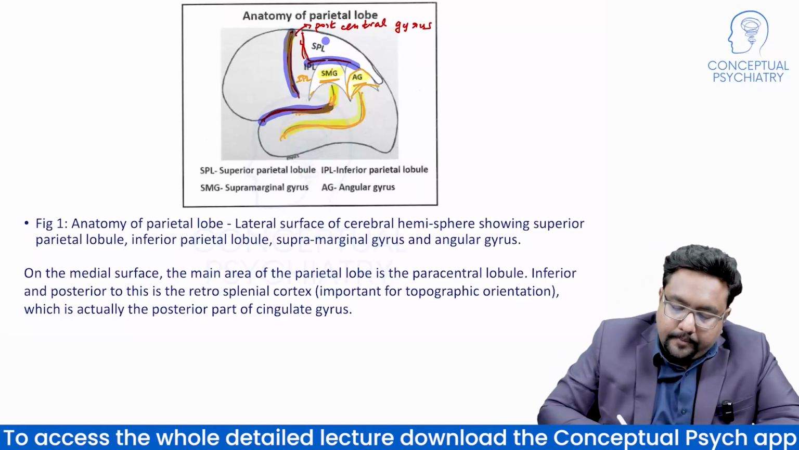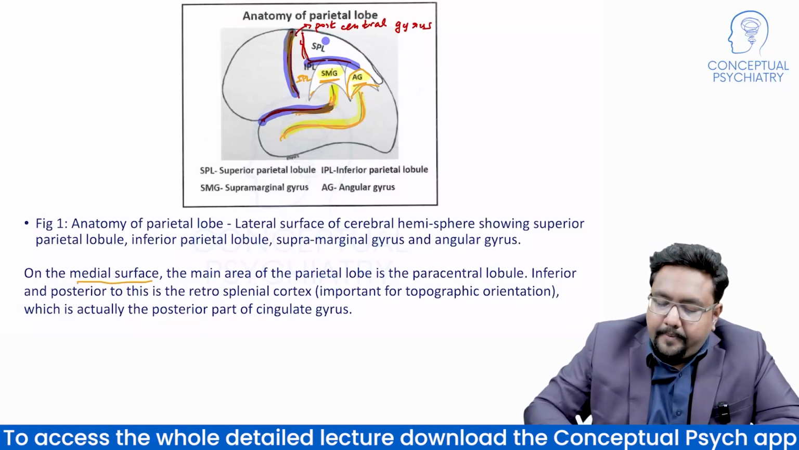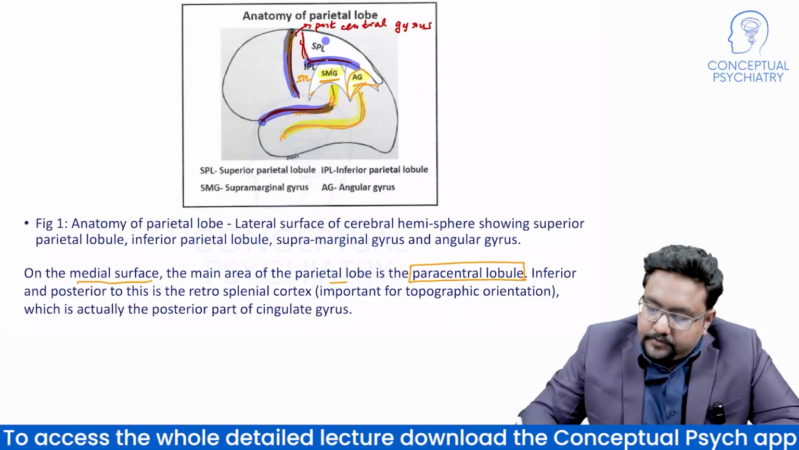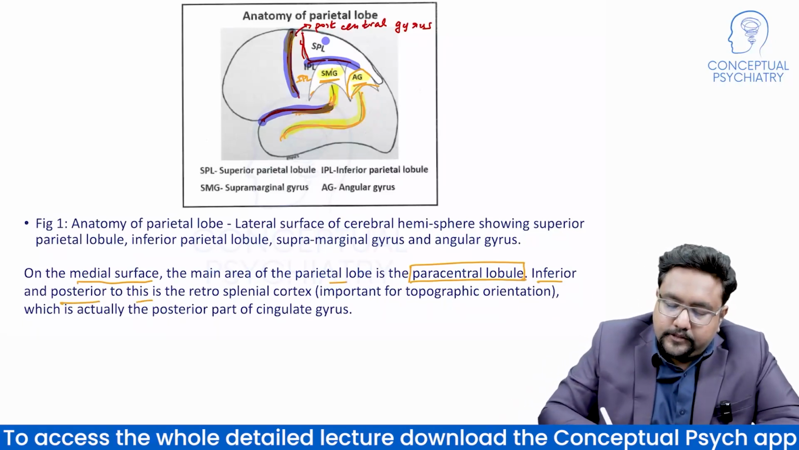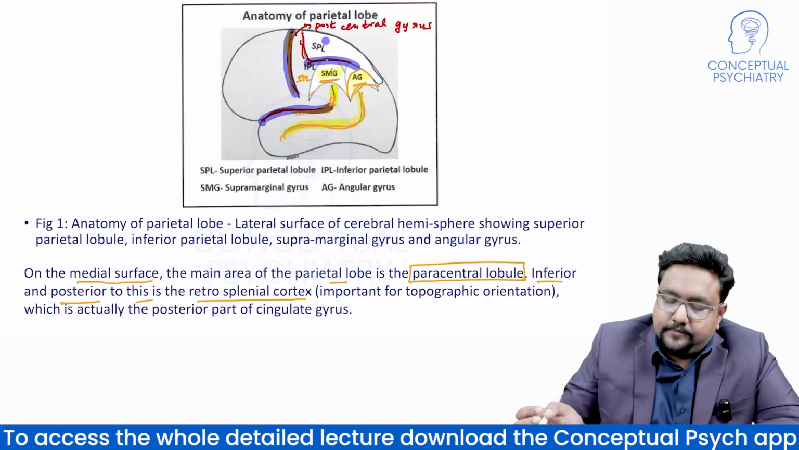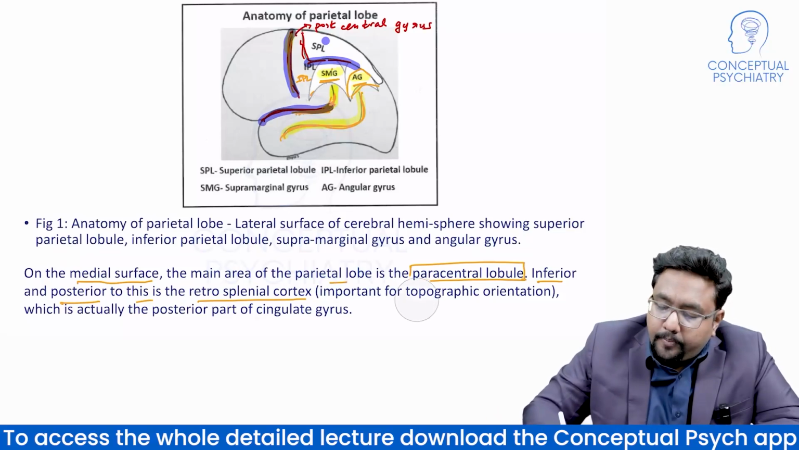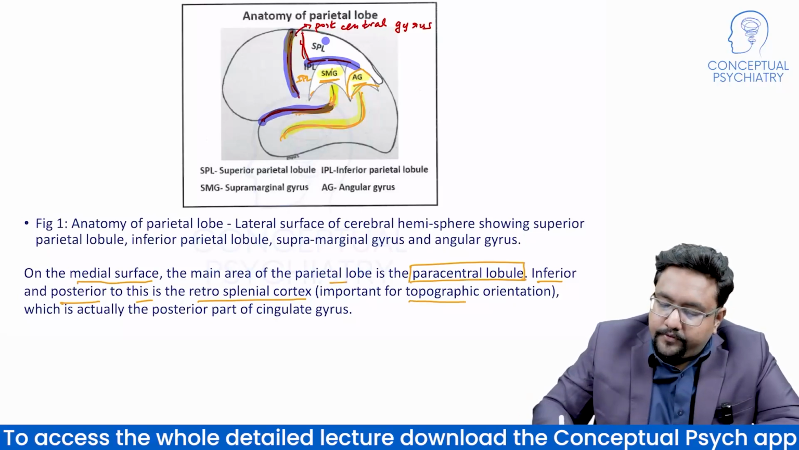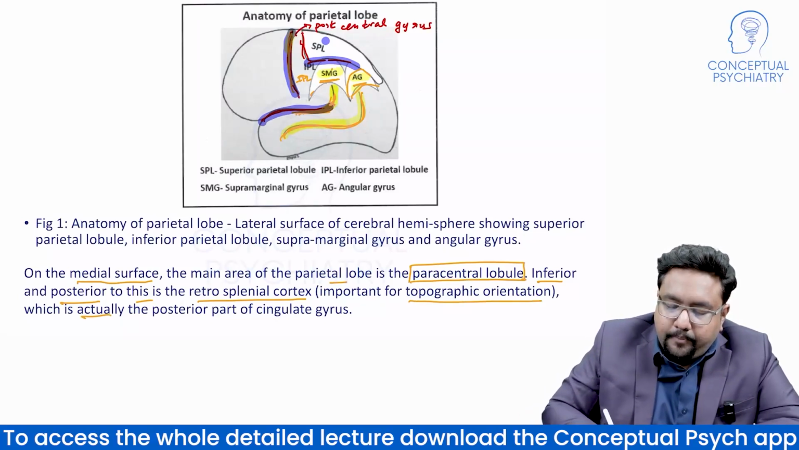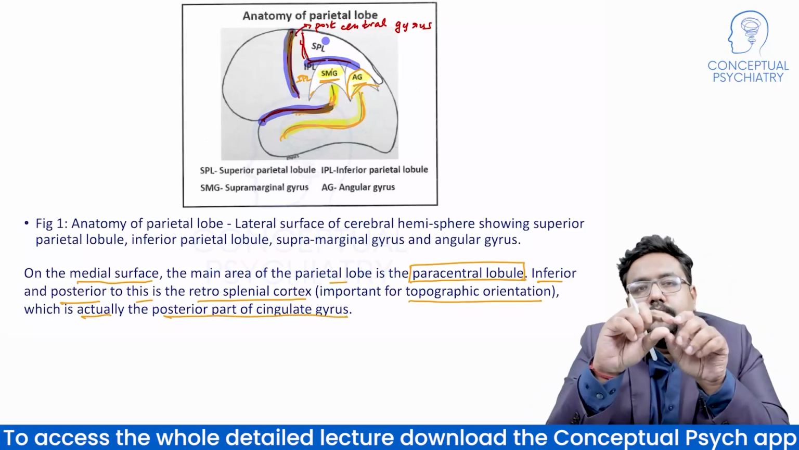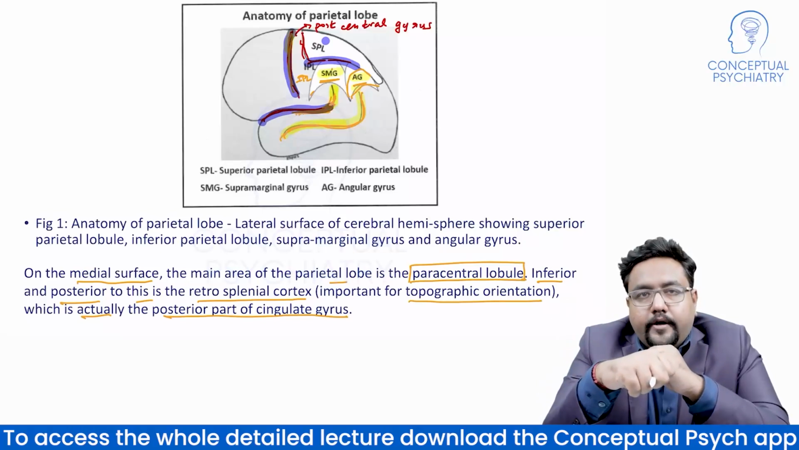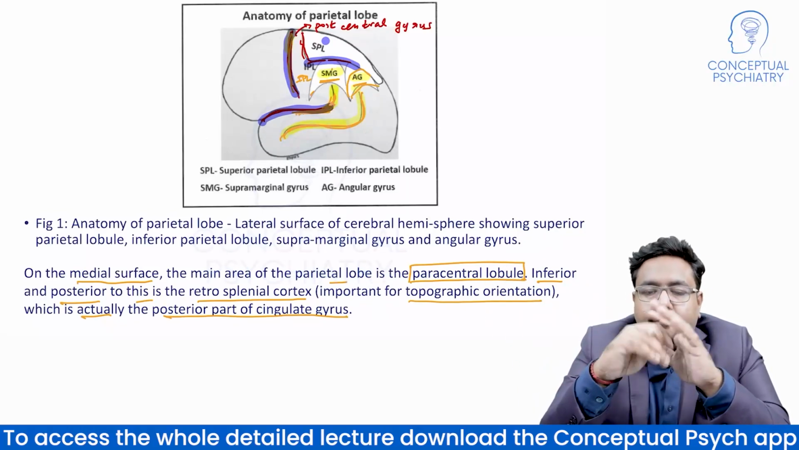Right. Now on the medial surface, the main area of the parietal lobe is the paracentral lobule. For that I need to show you the cross section basically. Now inferior and posterior to this is the retrosplenial cortex, which is important for topographic orientation. It is actually the posterior part of the cingulate gyrus. So as you know, the cingulate gyrus is there, the posterior part is called the retrosplenial cortex, and it is important for topographic orientation.